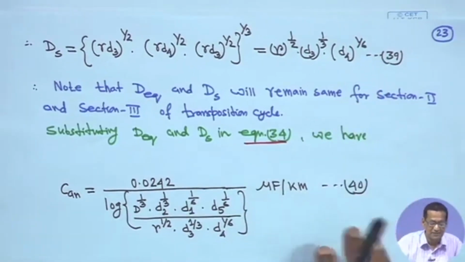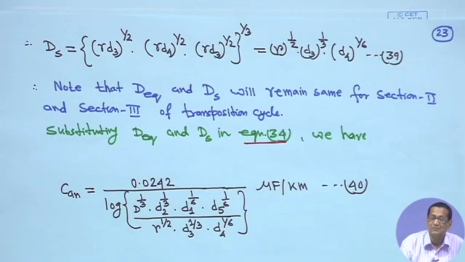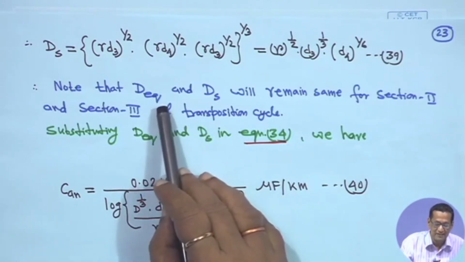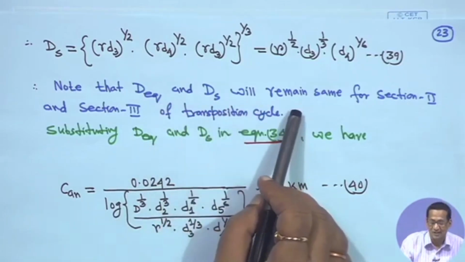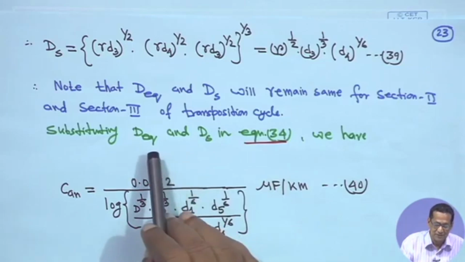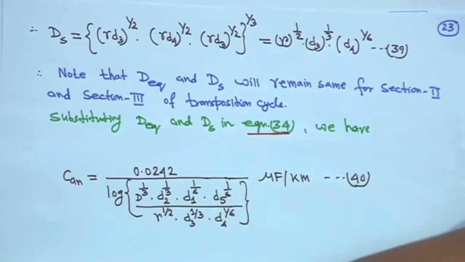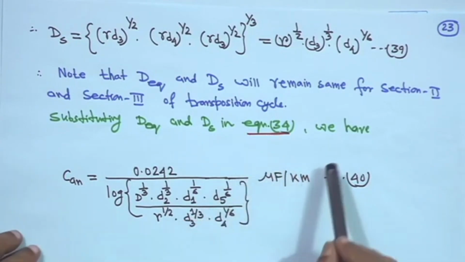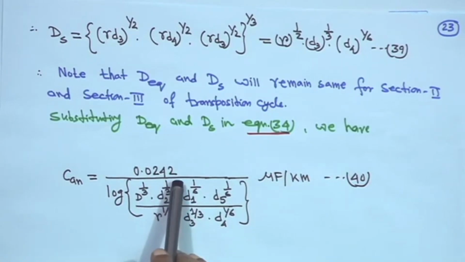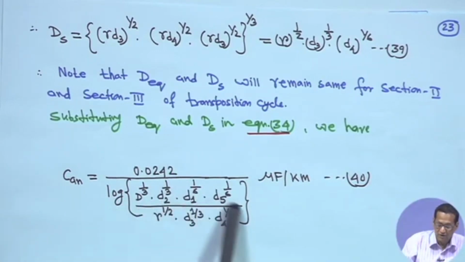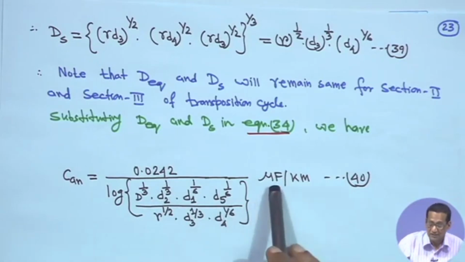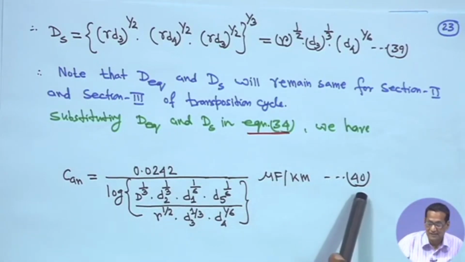So, if you see that the transposition cycle, the DEQ and DS will remain the same for section 2 and section 3, only the conductor is changing position, but the configuration remains the same, right. Therefore, for the second and third case also DEQ and DS will remain the same. So, substituting the DEQ and DS in equation 34, you can get CAN is equal to 0.0242 log of all this expression. After simplification, it will come this much microfarad per kilometer. So, this is equation 40.